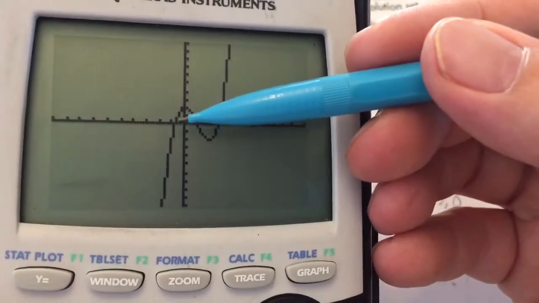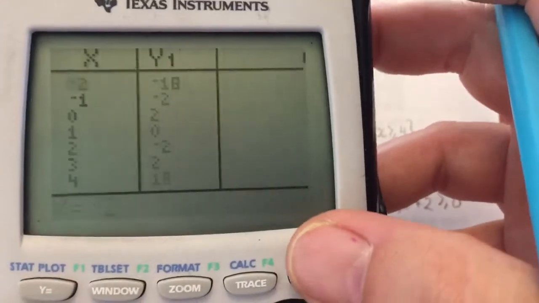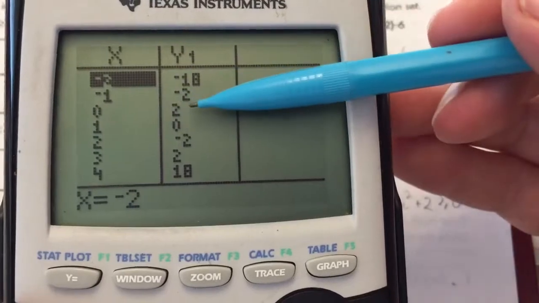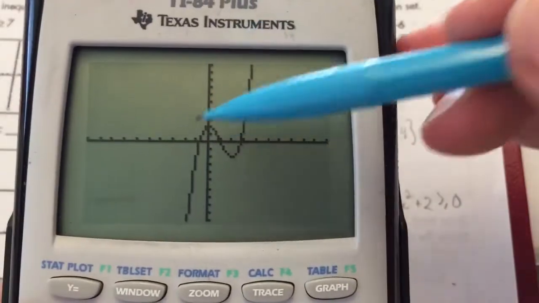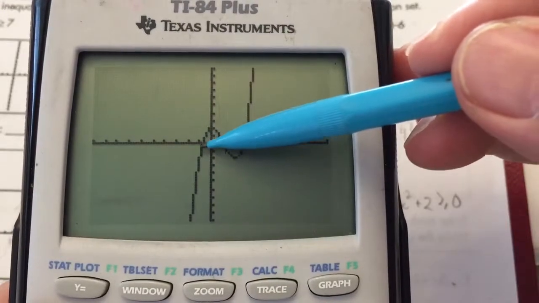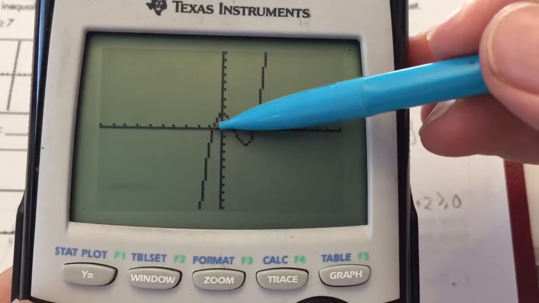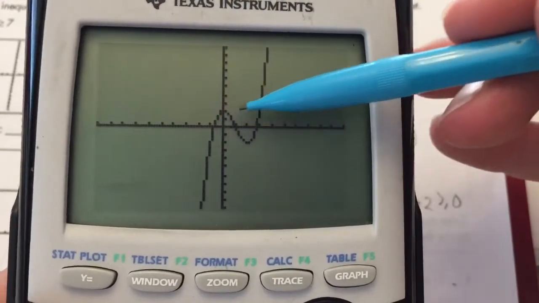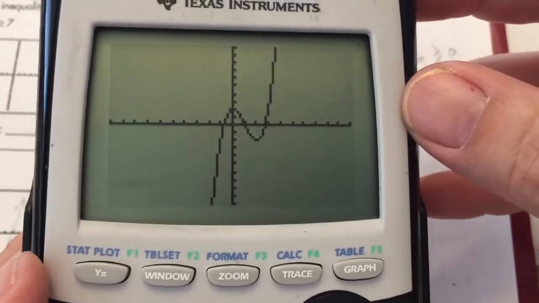Now, you might look at that and think it could be -1. Let's look at our table and see if it is at -1. Well, when x is -1, y is -2, so I don't think that's a 0. So somewhere between 0 and -1 is our 0, where it crosses the x-axis. And you can see it's not quite to -1, because at -1 the function is negative, -2.